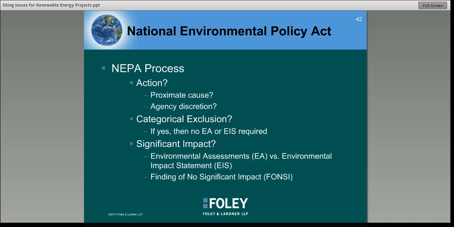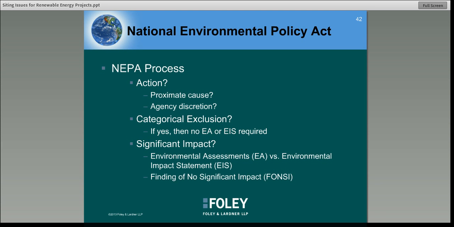So if an agency has a form that you fill out, and you check a box and pay a fee, and then you get a permit, then there's really no agency discretion. It's only where the agency exercises some sort of discretion that NEPA is going to get triggered. The next step in the process is to determine if there's a categorical exclusion, like we just discussed. And following that, if there is no categorical exclusion, the evaluation moves forward to determine whether or not there's a significant impact.